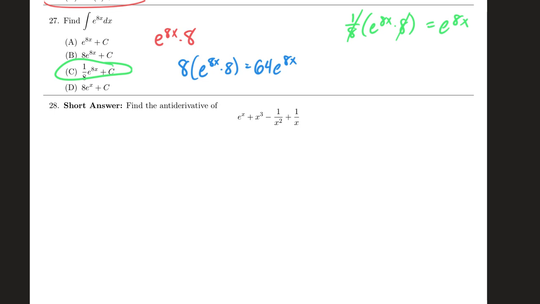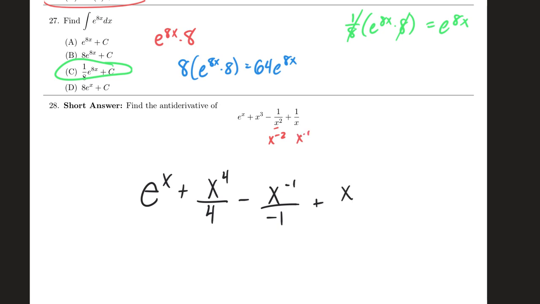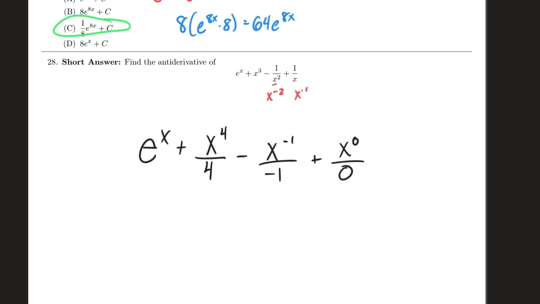And here we just want to find the antiderivative of this function. E to the x, if we go backwards, it stays the same. Our reverse power rule is that we add 1 to the exponent, and then divide by the new exponent. It doesn't seem like we can do this right away for this one, but remember this is the same as x to the negative 2. So I'm going to add 1 to the exponent and divide by the new exponent. This is the same as x to the negative 1.